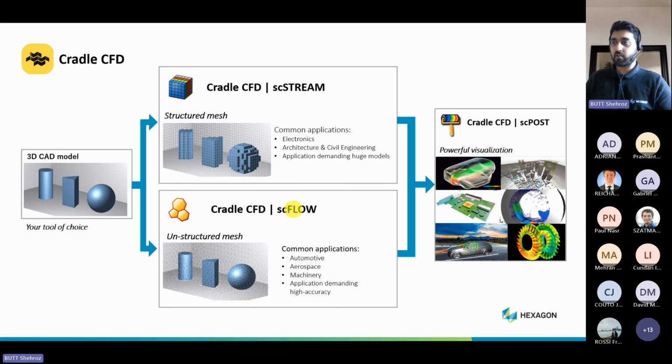On the other side, we have SC Flow, which uses an unstructured mesh using polyhedra. This module is used for applications where you're very interested in reproducing the surface mesh of your object. So for example, if you want to analyze the flow over a wing, and this is why we're going to use it today for our analysis.